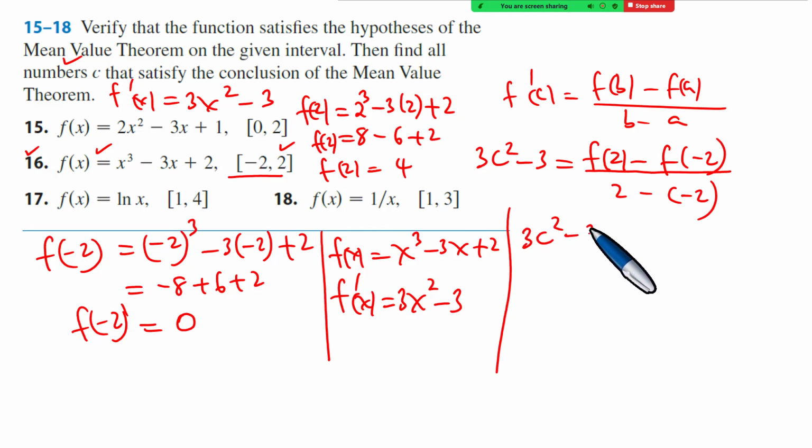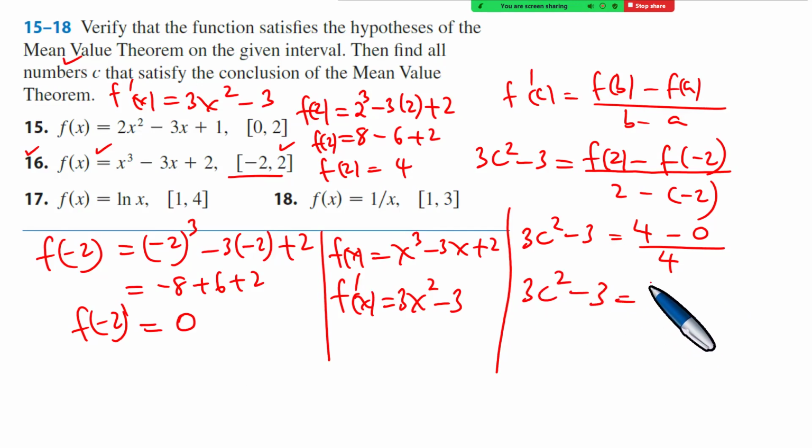This is 3c squared minus 3 equals, what is f of 2? f of 2 equals 4, minus f of minus 2, which is 0. We divide by 2 plus 2, giving us a 4. And this is 3c squared minus 3 equals 1. Okay, we're good. 3c squared equals 1 plus 3, where we transpose the 3 and make it positive, giving us exactly 4.